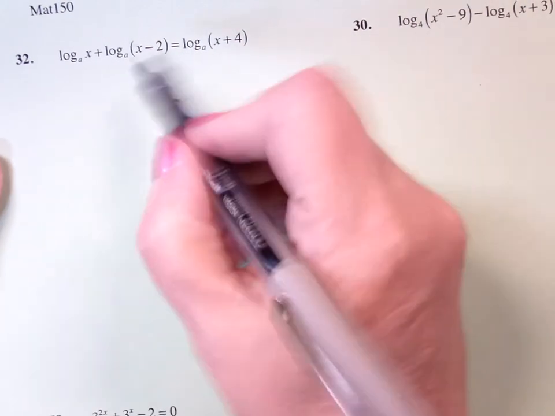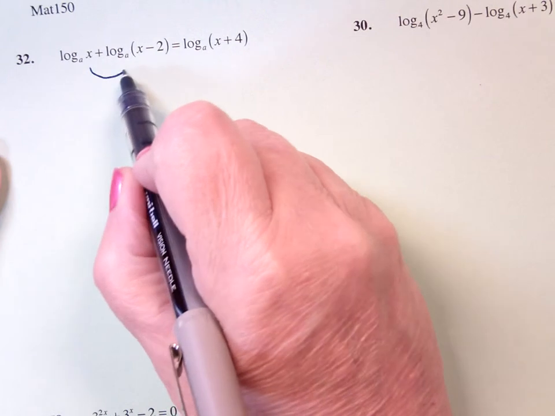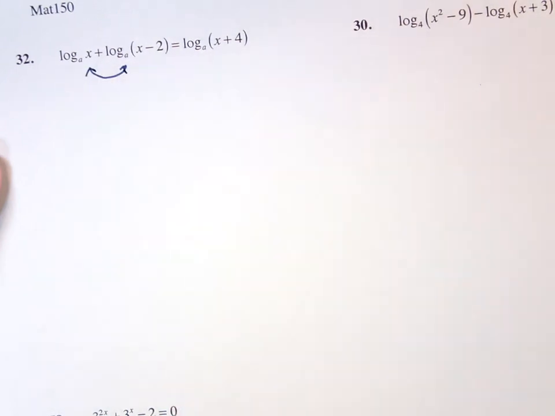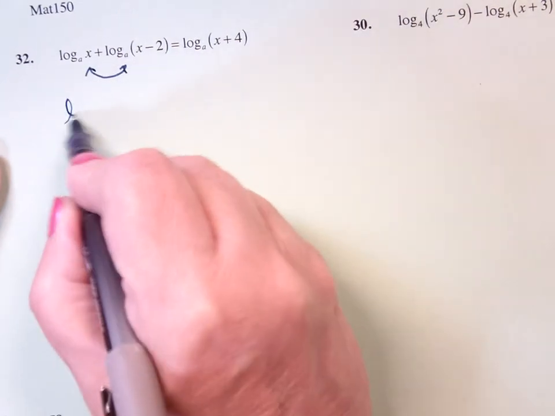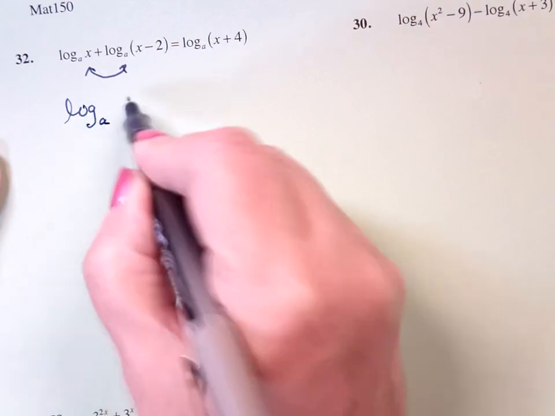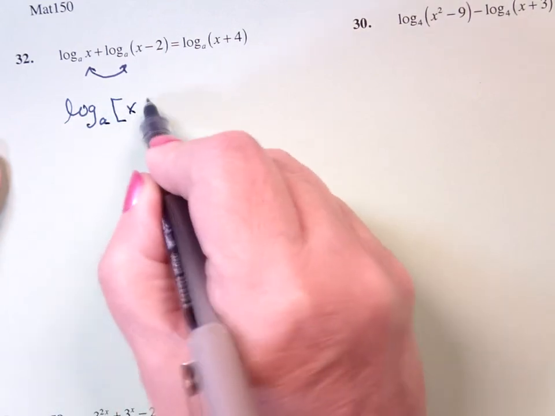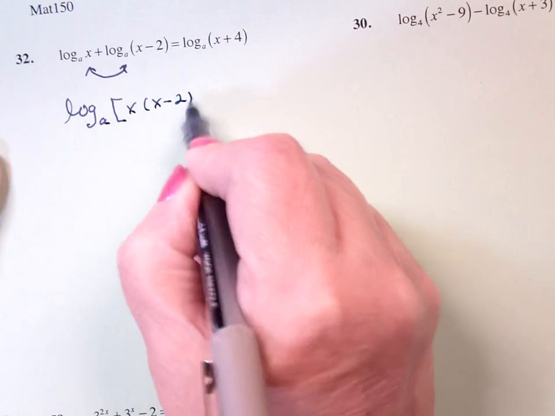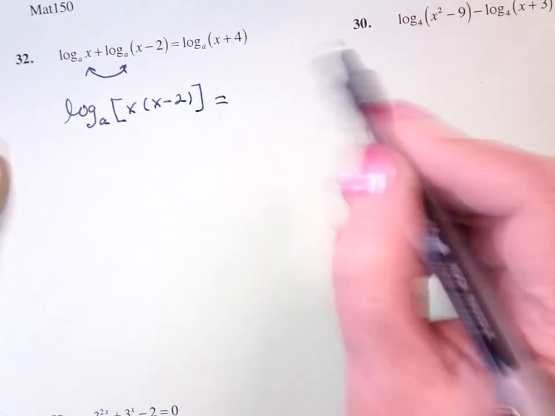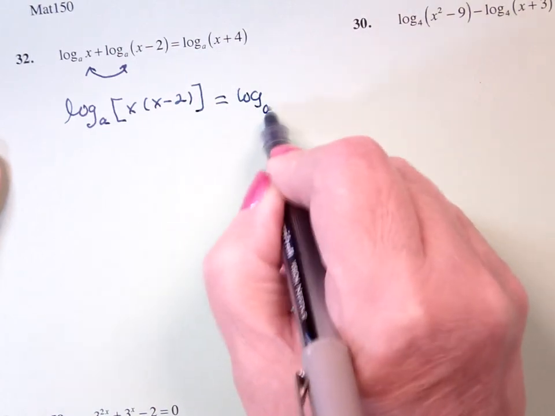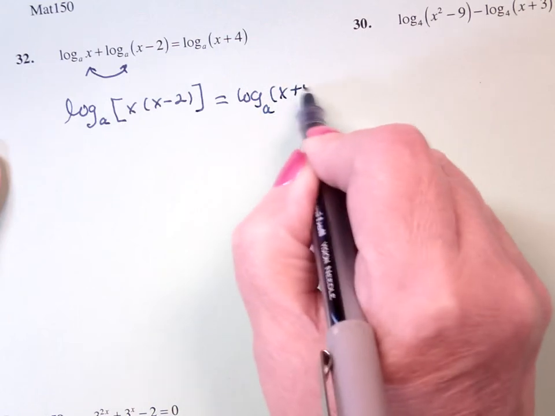Using the properties of logs, I've got two terms. I need to bring these together first. So this says that log base a of a sum turns into a product. So you are multiplying the arguments, is log base a of x plus 4.